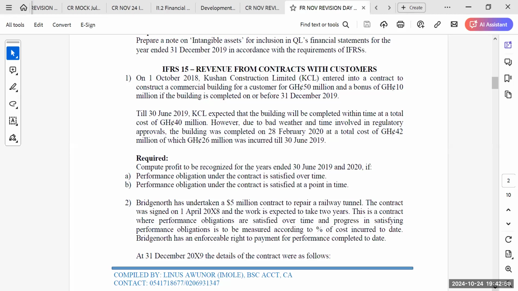All right. So if the performance obligation is satisfied over time, what do we do? Charles, how do you recognize revenue? This is a construction contract.